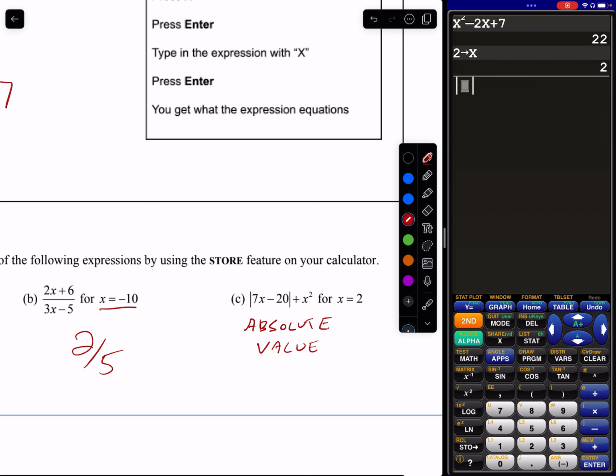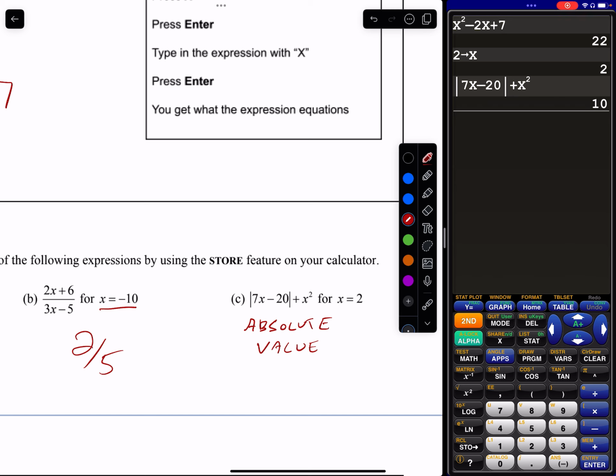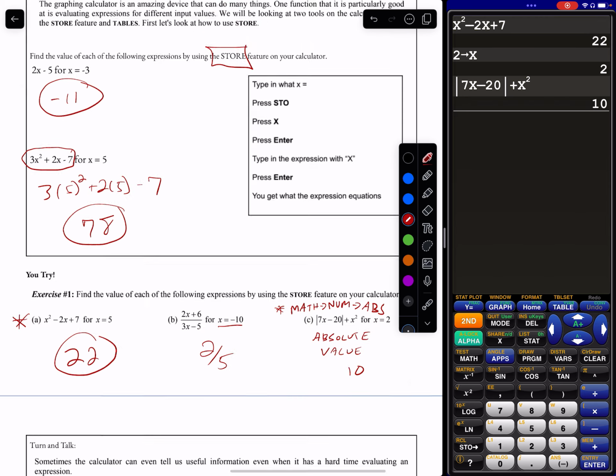And then I'm going to just substitute in 7x minus 20, and then move the cursor over so you're out of the absolute value now. And now I'm going to add x squared. And there you go. You should get an answer of 10. So we've got math, into number, into abs will get you absolute values. That's something that you might want to write down for your notes.